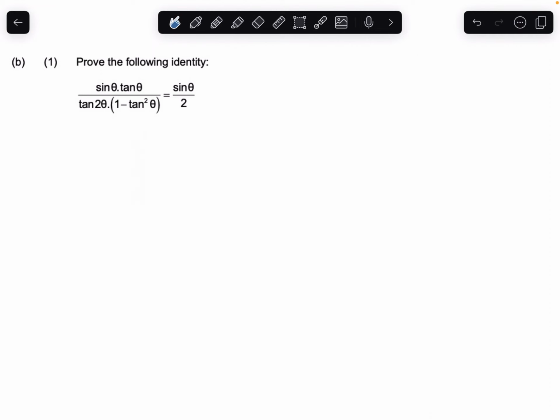We are looking at IEB's November 2023 paper 2, question 9b. The first part asks us to prove an identity: sine theta times tan theta divided by tan of 2 theta times 1 minus tan squared theta is equal to sine theta over 2.